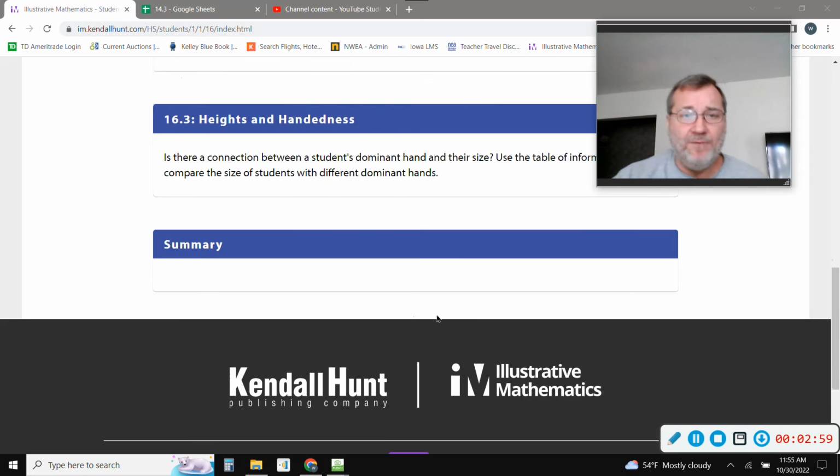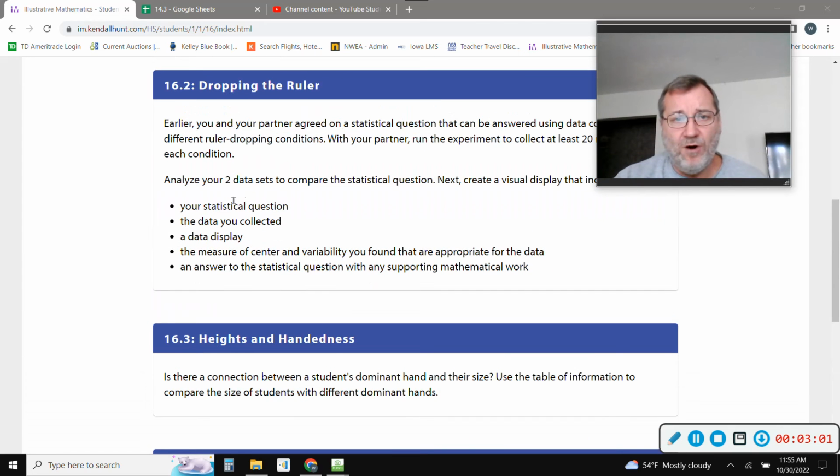And then when they go to the summary, it's going to be all this data work. You're going to collect the data, and you're going to display it. I suggest a dot plot would be good, but really anything that you would like. Dot plots are always fun. Then find the measure of central tendency and variability that's appropriate for the data. If you get something that's skewed, you might want to consider using median and IQR.